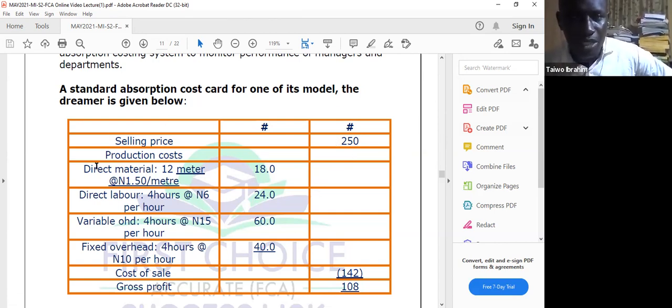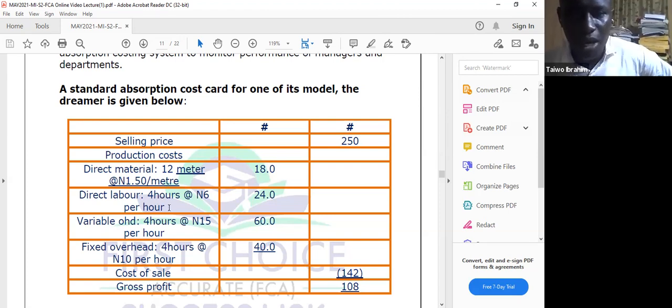But when they are producing that product, the material they use is measured in meters. They want to use 12 meters to produce one of the products. That's standard material. And for each meter, it is 1 naira 50 kobo. So 1.50 naira per meter times 12 meters gives you 18 naira.